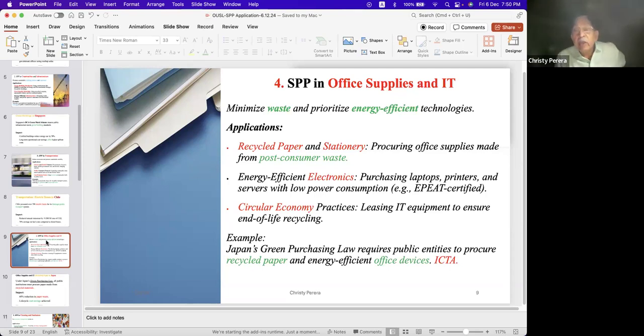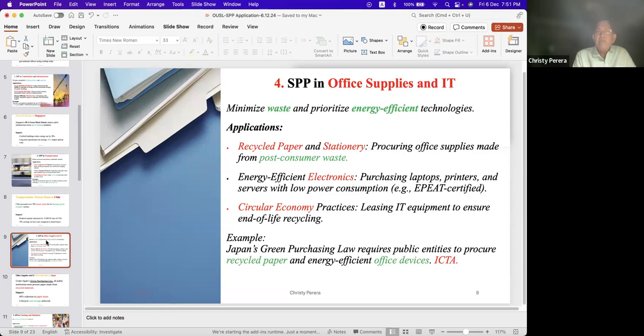Energy efficient electronics purchasing: laptops, printers. Thus, of course, I have earlier also explained to you low power consumption, that eco label, it's called EPEAT certified.